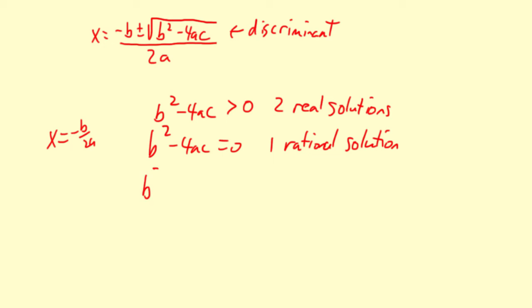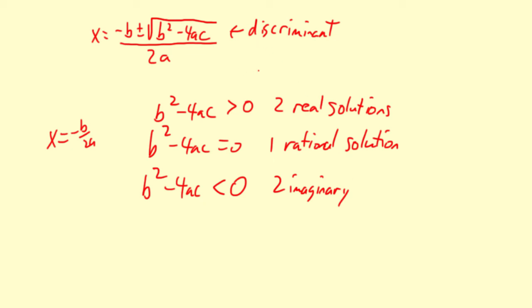Then what if you have b squared minus 4ac less than 0? Well, that means the square root is going to be of a negative value, and that means you're going to have imaginary numbers, so you have two imaginary solutions. And the reason why there are two imaginaries is going to be plus the imaginary part and then minus the imaginary part. So two imaginary solutions.